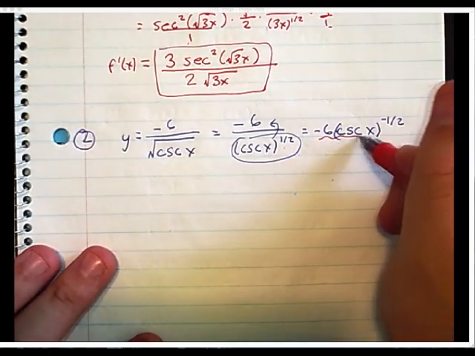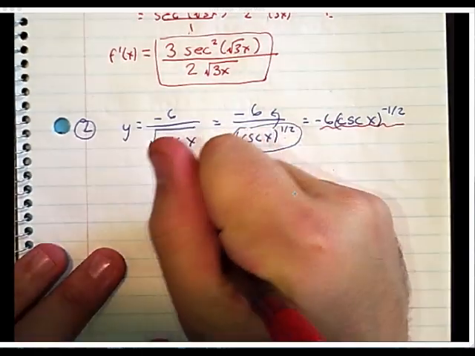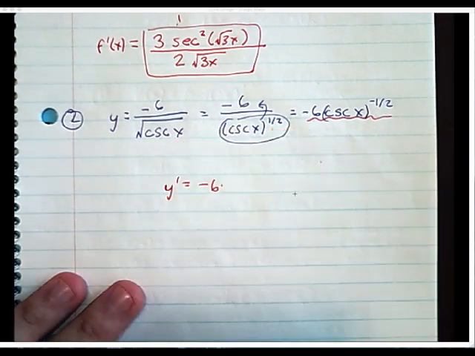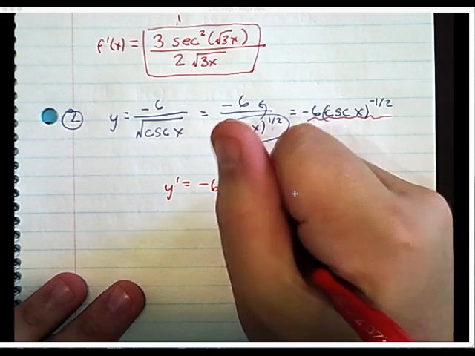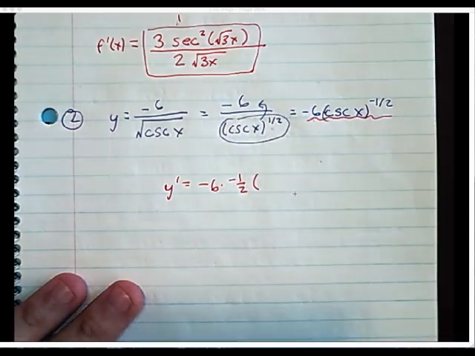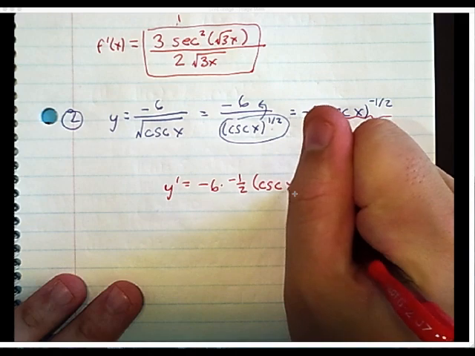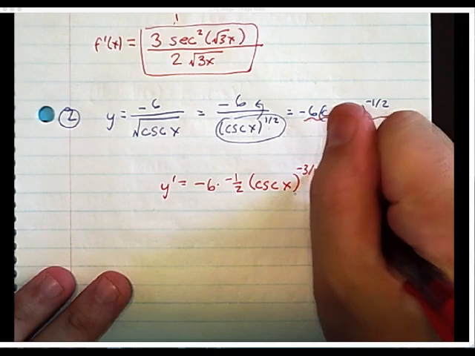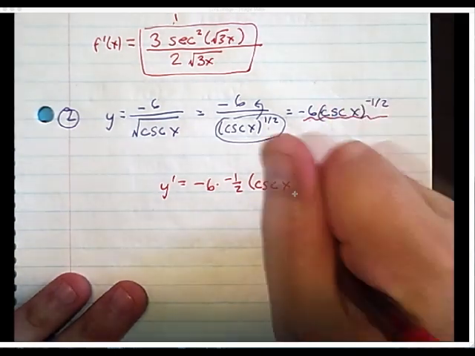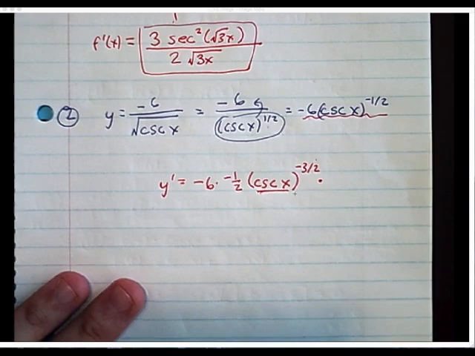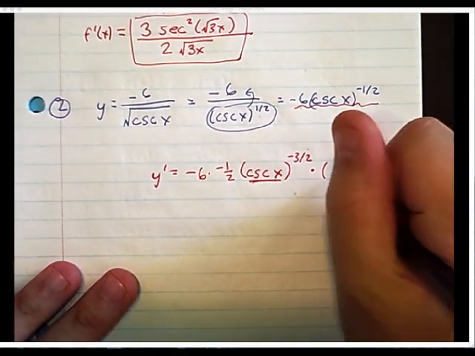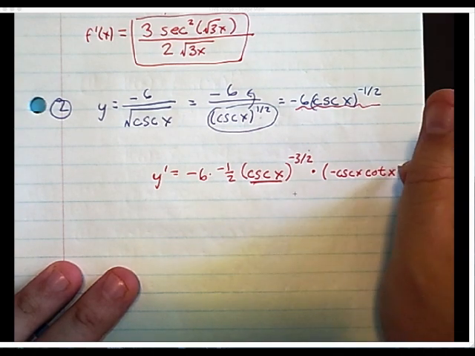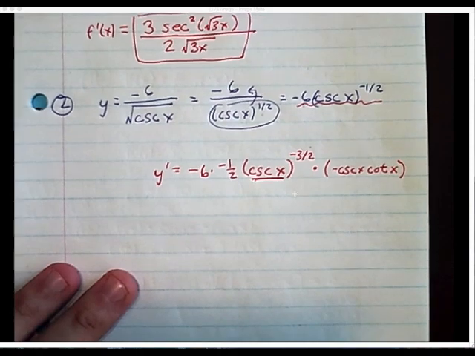Okay, so all I have done is I've rewritten what y is. So this is still y. Now it's time to take derivatives. So let's find y prime. -6 is a coefficient, it stays. This negative 1/2 comes out front. The inside function is cosecant of x, so we're going to put that in there. We're going to reduce this power by 1. But now we have to multiply times the derivative of cosecant of x. And the derivative of cosecant of x is negative cosecant of x times the cotangent of x.